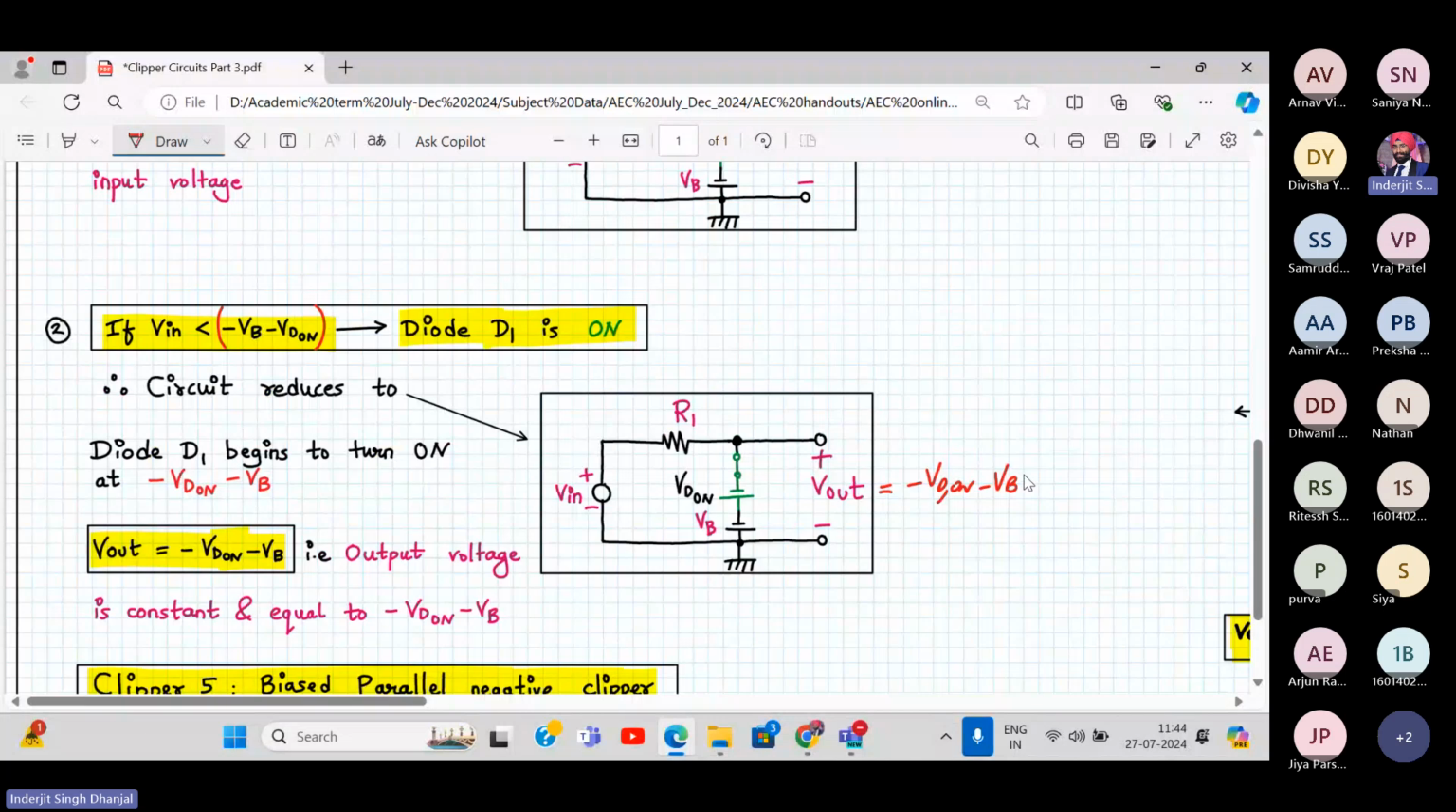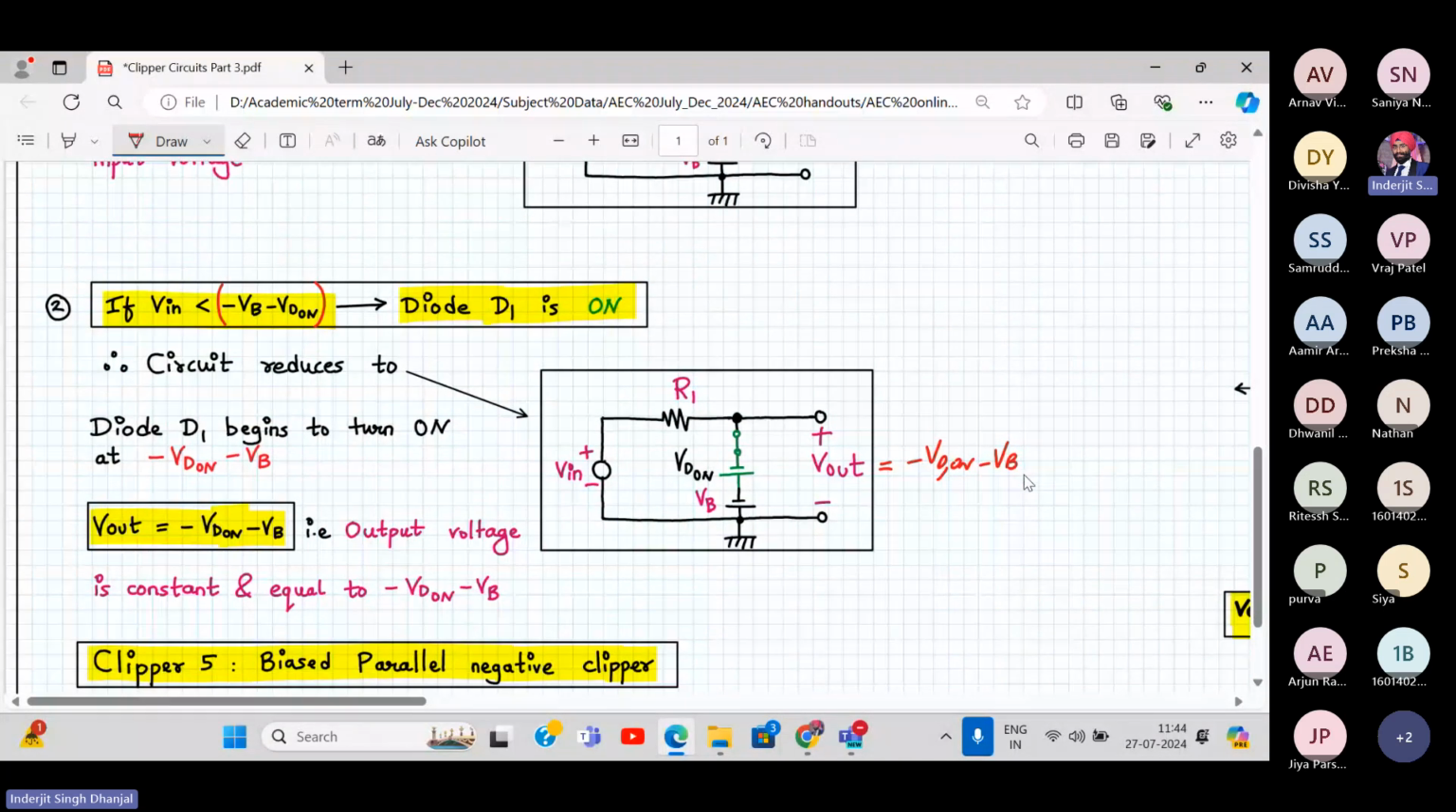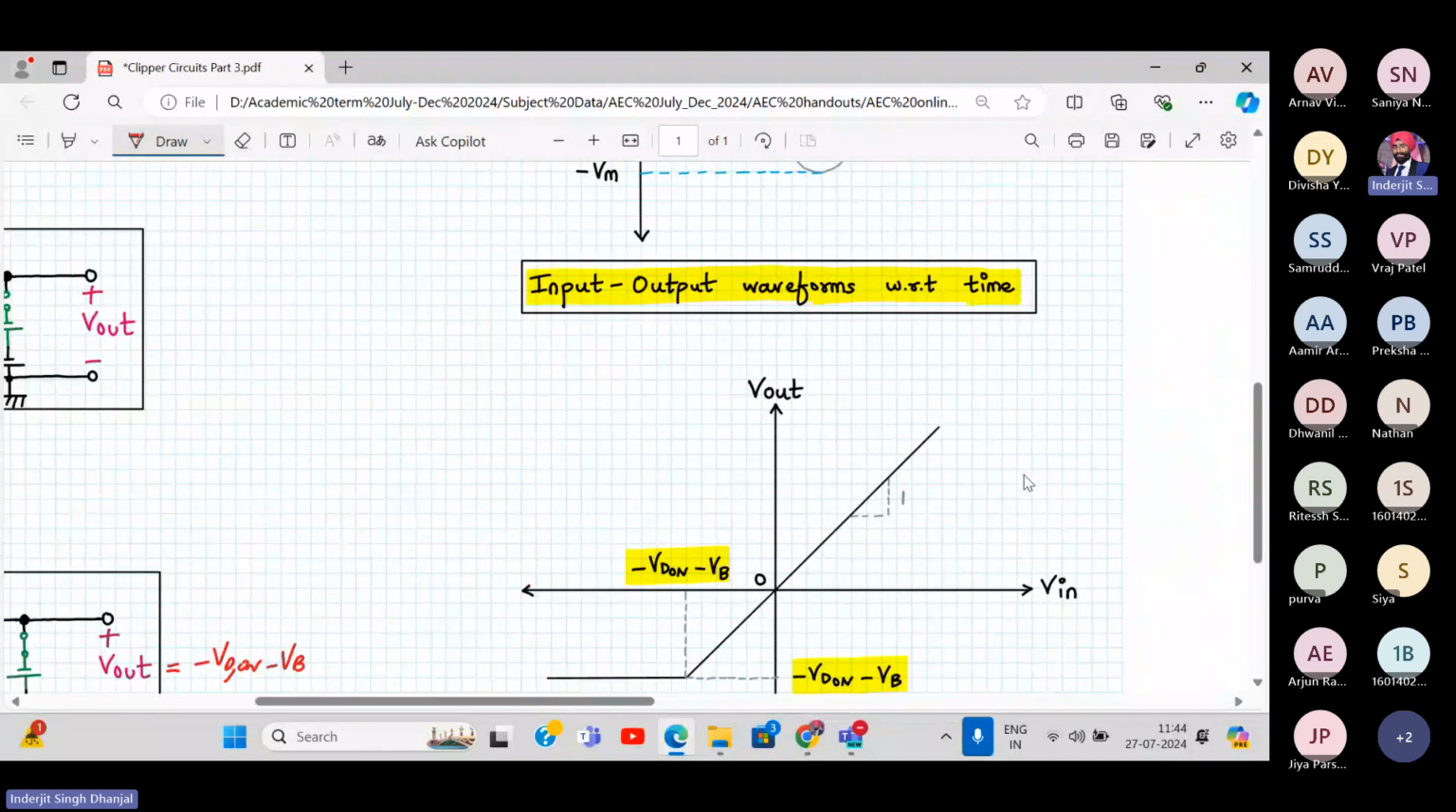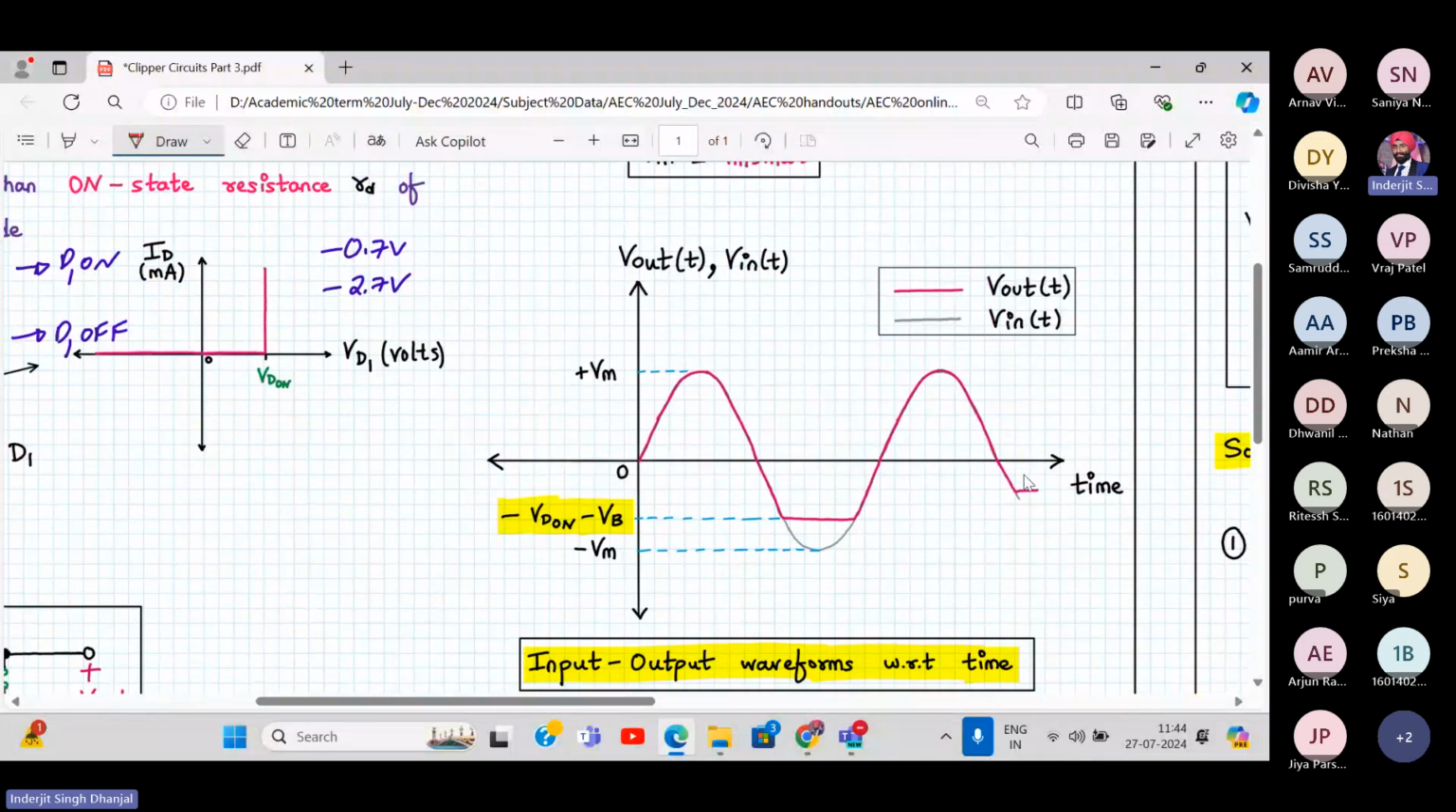So this type of clipper circuit is a biased parallel negative clipper. So let's see how it is. Here it is. Remember, earlier the level was how much? Minus VD on, right? Now it has shifted down. So more voltage is required to turn on the diode. Earlier it was 0.7. Here it will be minus 0.7 and 2, so it will be 2.7 volt. Just the clipping level has changed. So this is my clipping level, which I'm marking over here. Above this level, the diode is off.